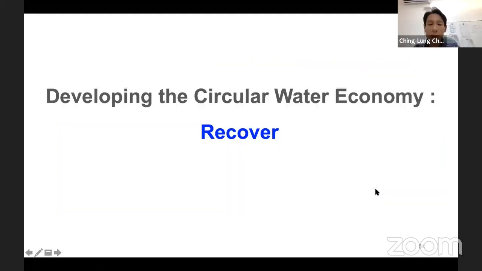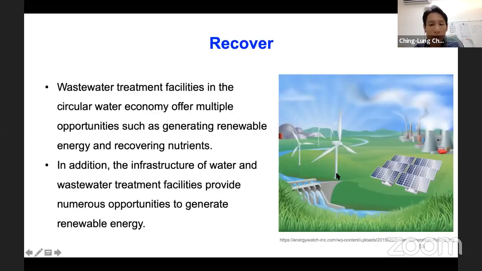Okay, so here comes the recovery. The wastewater treatment facility in the circular water economy offers multiple opportunities, such as generating renewable energy and recovering nutrients. In addition, the infrastructure of the water and wastewater treatment facility provides numerous opportunities to generate renewable energy.